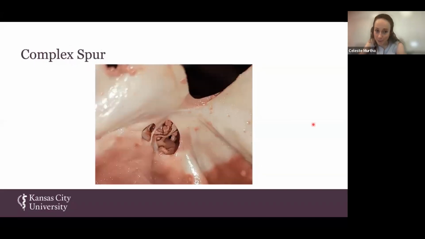And then lastly, and most impressively, in my opinion, is a complex spur. So these here are synechia, these little webs that extended from that kind of muddled or obscured the opening. And you can even see some pieces of blood that we were not able to effectively clean out because of the synechia. And then also remarkably, it was an extremely stenotic opening.